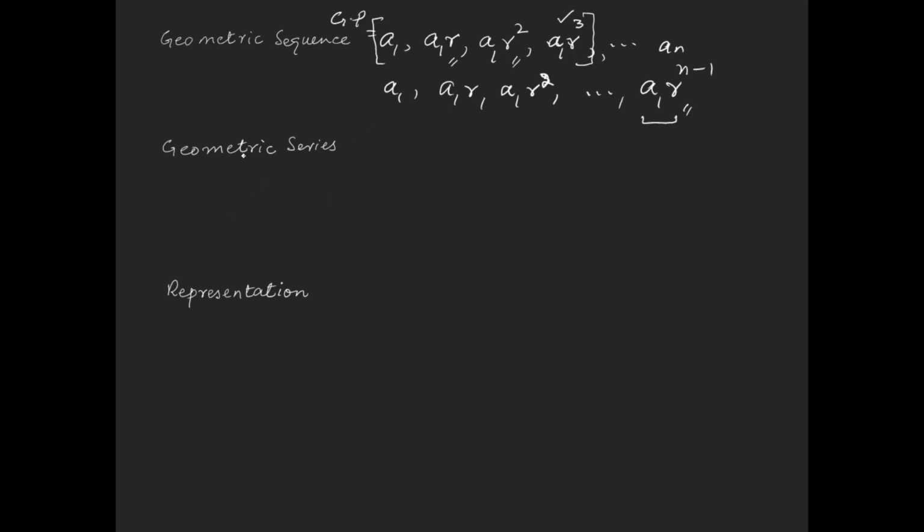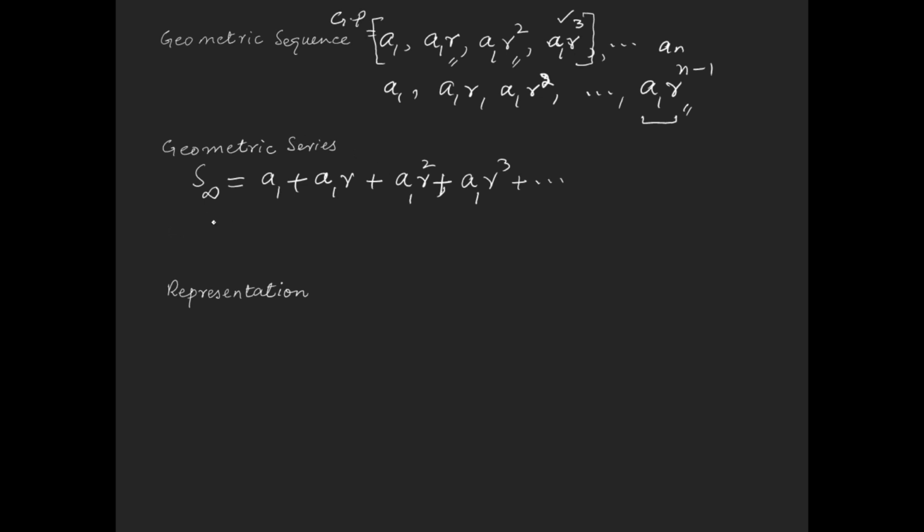Now what is a geometric series? When we write the geometric sequence in sum form, instead of commas we write sums. That is, the first term is added with the second term, and then the third term, and then the fourth term, and so on. This is an infinite geometric series, and it is represented by S infinity.